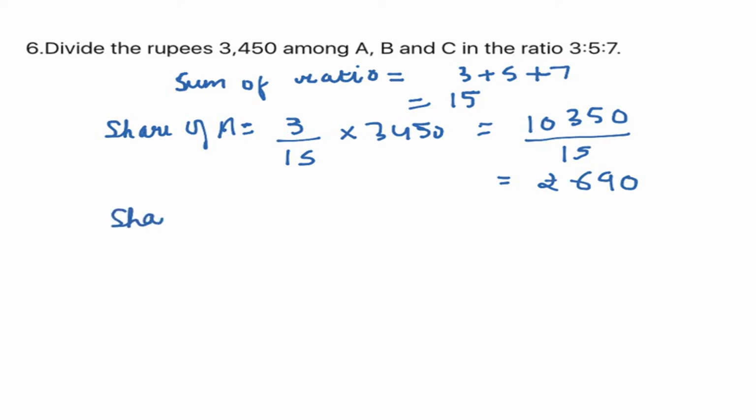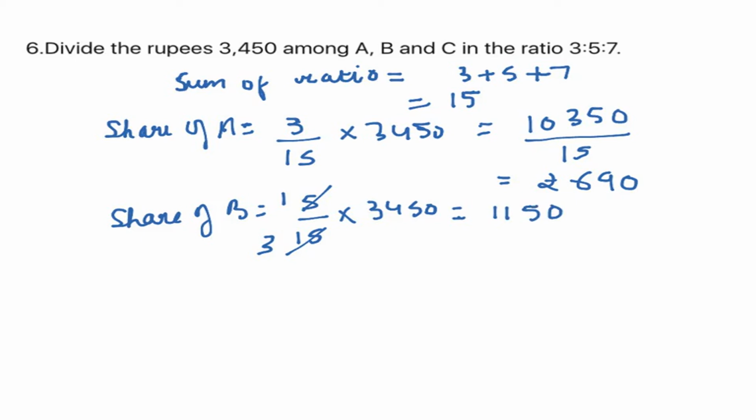Now what will be the share of B? That is the fifth part, 5 by 15, and we will multiply with 3450. Here we can convert it into the simplest form to reduce the steps of calculation. Here we will get 1 and 3. Now we can divide 3450 by 3. We will get 1150. This step makes our calculation easier. So B will get rupees 1150.